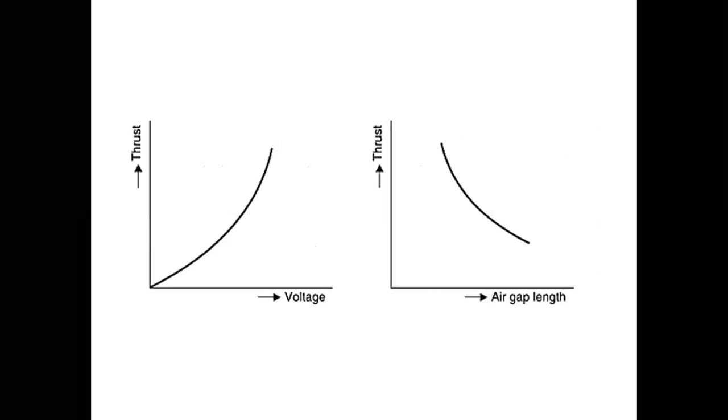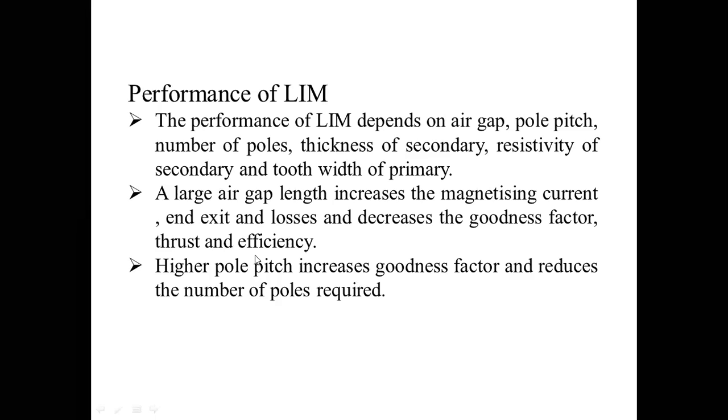While increasing the air gap length, the thrust force is decreasing, and the efficiency and goodness factor also decrease. Next, a higher pole pitch increases the goodness factor and reduces the number of poles required. This is the important point we considered for the performance of the linear induction motor. Whenever the pole pitch is increased, the goodness factor increases, and at the same time the number of poles is reduced. We don't require a large number of poles. We have north poles and south poles, but the number of poles is to be reduced.